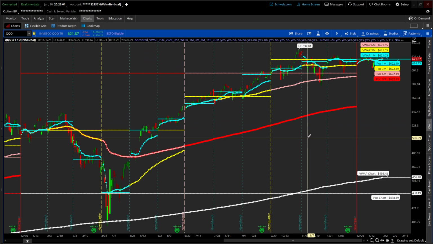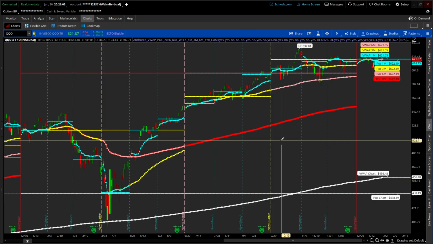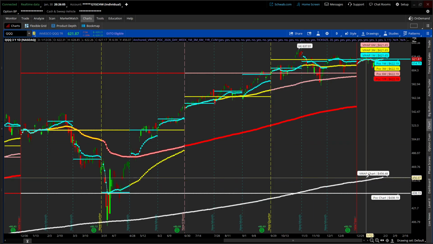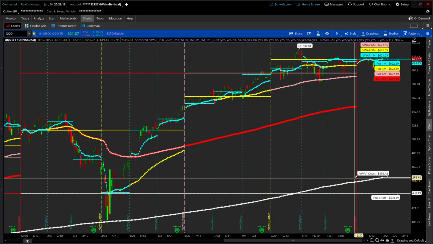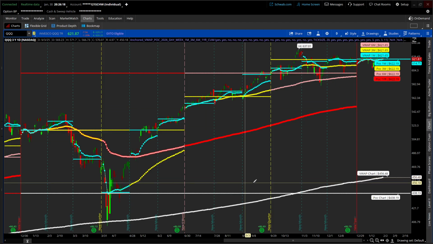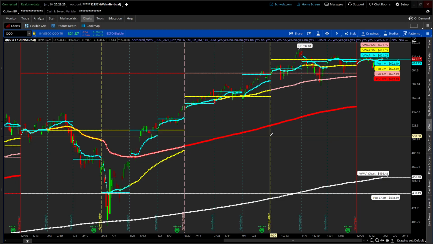If I drill back down to the lower time frame, you can see the other thing I added was a point of control chart and a VWAP chart. So these are cumulative. They're never going to go away. They represent whatever time frame you have your chart on.